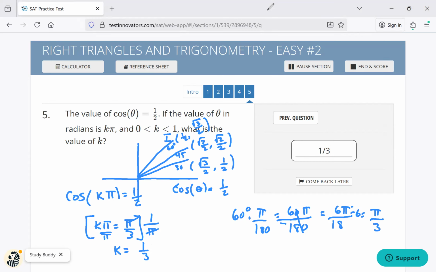So yeah, this is SAT practice on right triangles in trigonometry, and these were technically fairly easy ones. Okay, I am going to stop here.